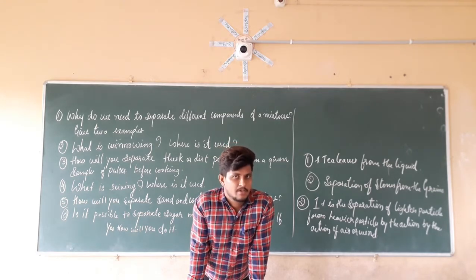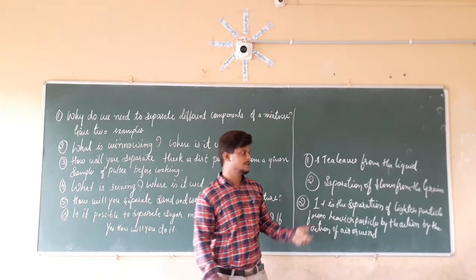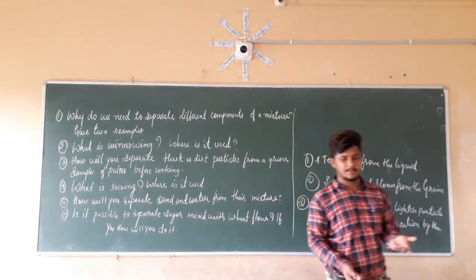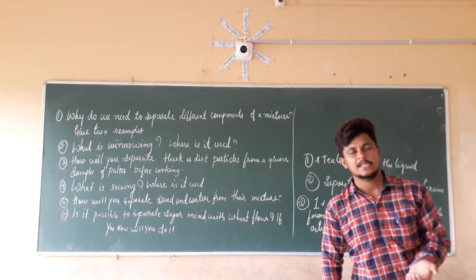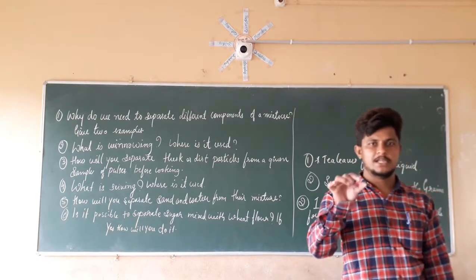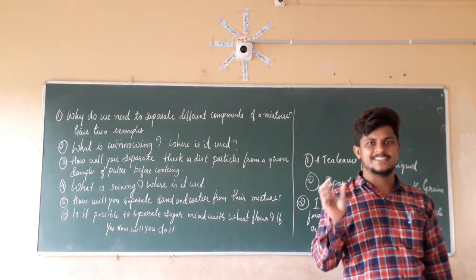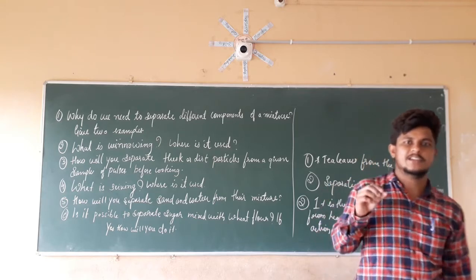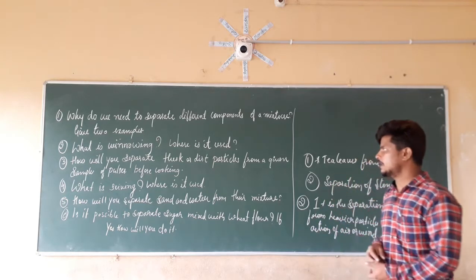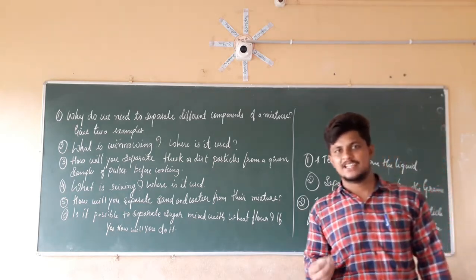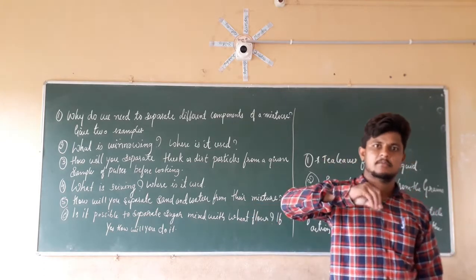One method is hand picking. They take the pulses in a soup plate, and in that they are going to handpick the dirt particles. Those are of different sizes. The dirt particles, which have different sizes, are separated by hand picking.